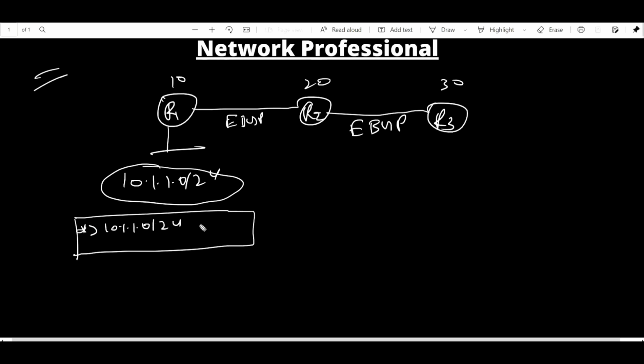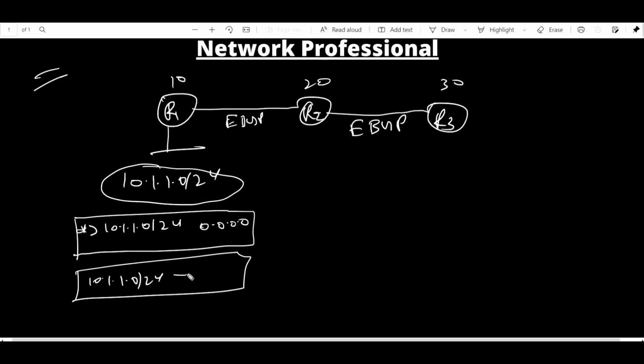10.1.1.0/24, and next hop will be 0.0.0.0, right? So this is best and valid. That means this router will install this route in their routing table as well. In routing table, this router will install 10.1.1.0/24 is directly connected to my FastEthernet 0/0. Am I right?